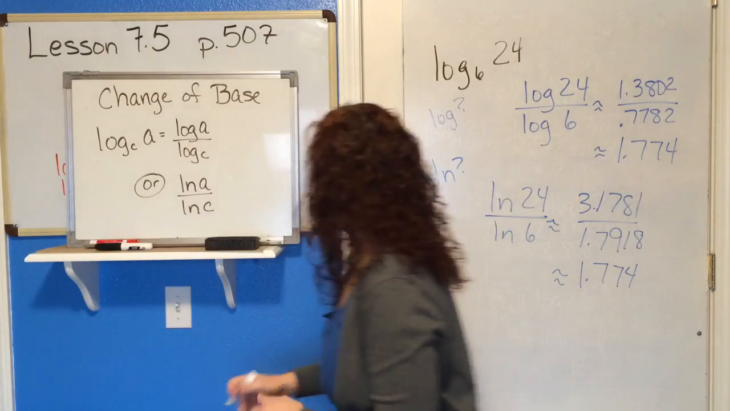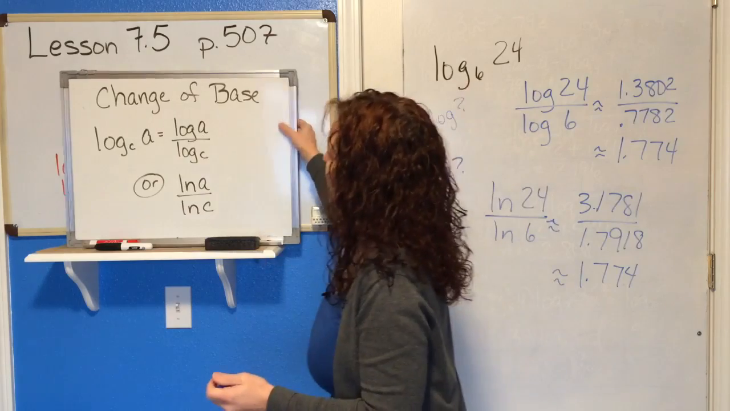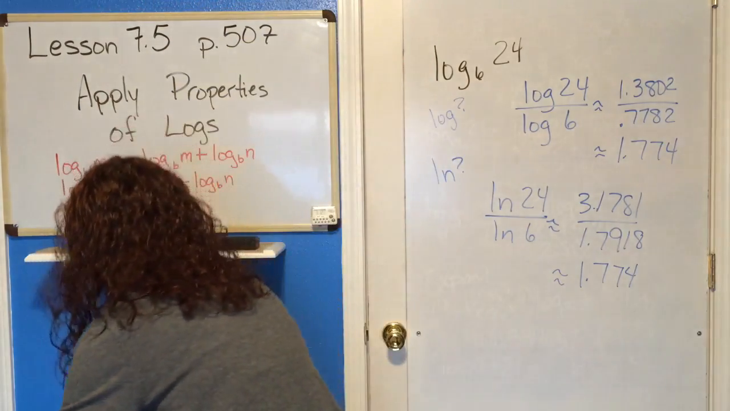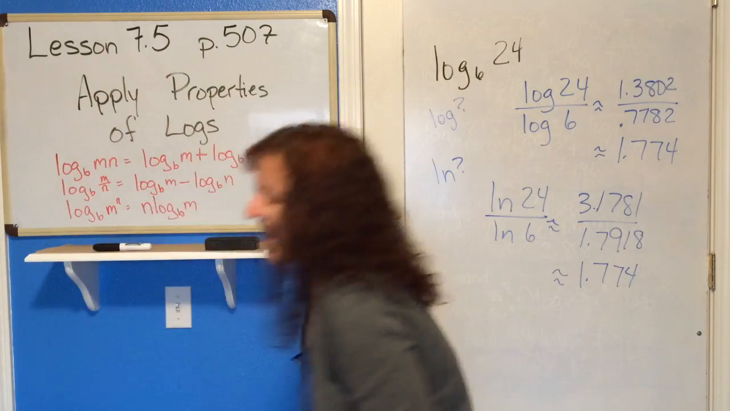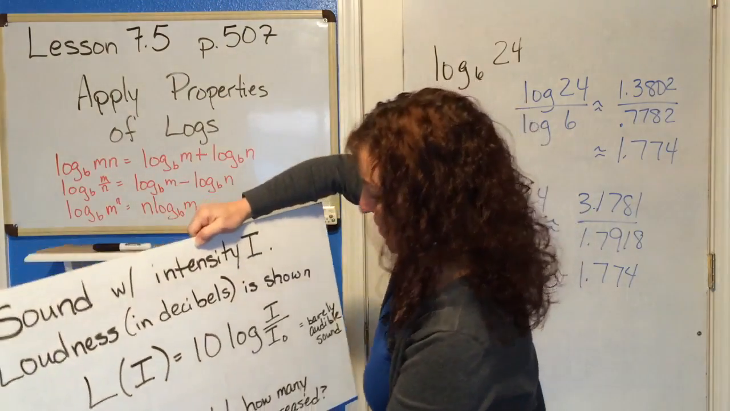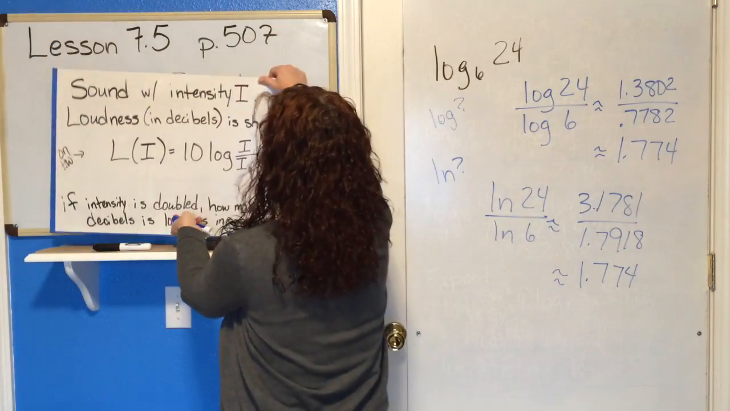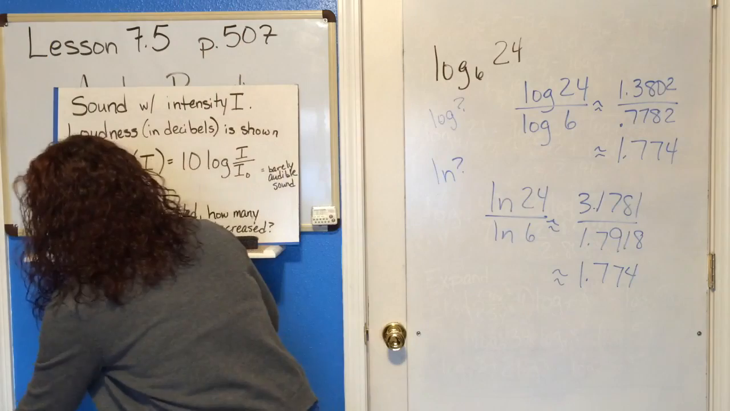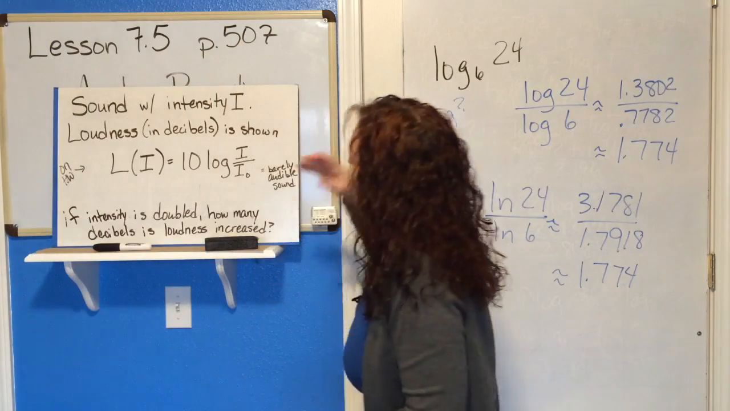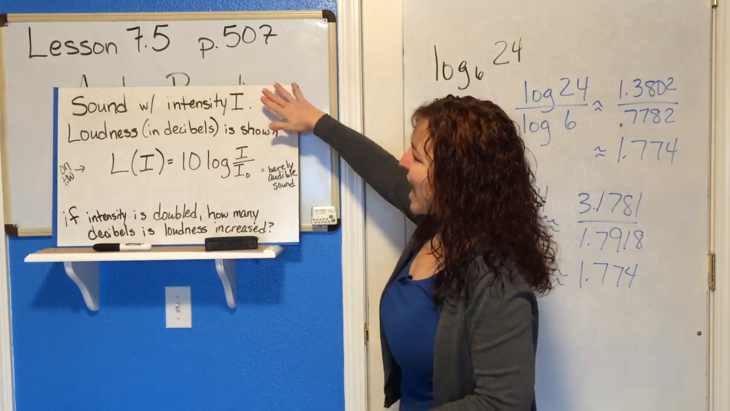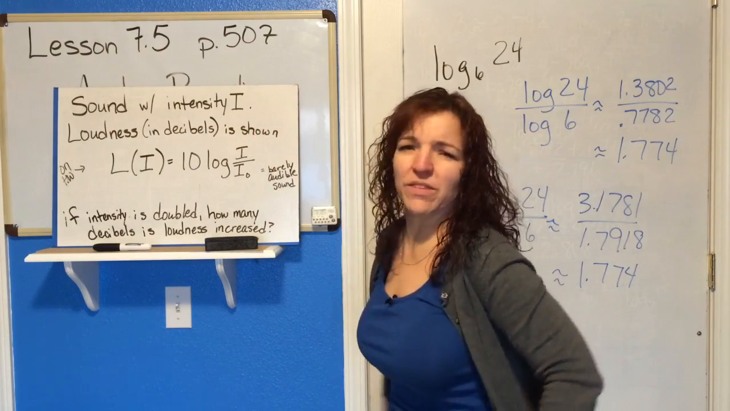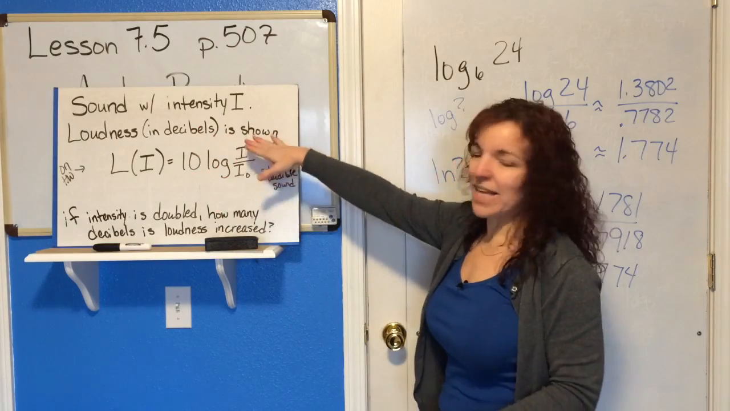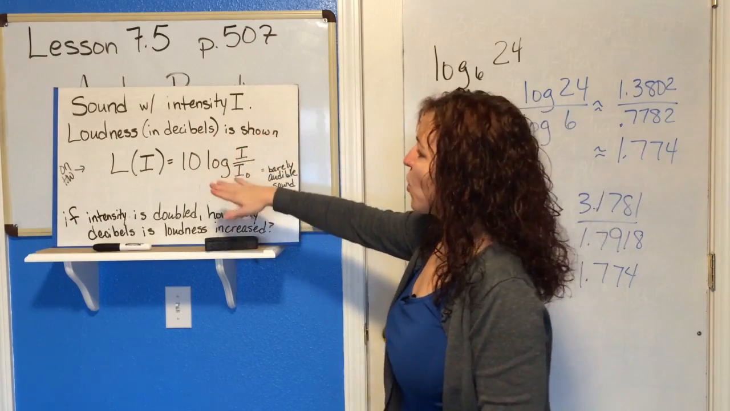Okay, one last thing. Of course, we can't go without doing a word problem. These word problems are really simple because they give you the formulas. If they give you the formulas, that's really the hardest part of a word problem. The idea here is sound has an intensity measured, I believe, in watts, and the loudness of that sound is measured in decibels. And this is how we're going to show it.